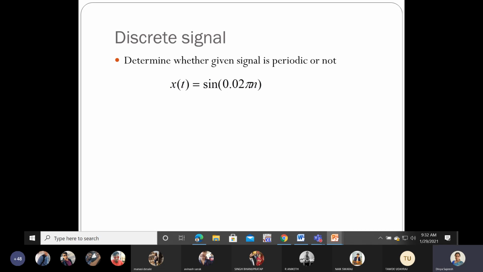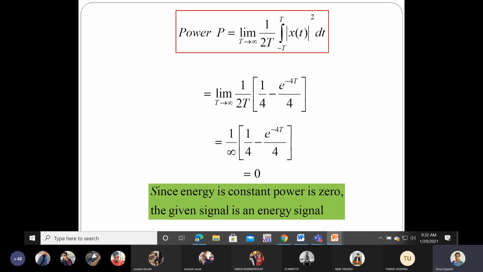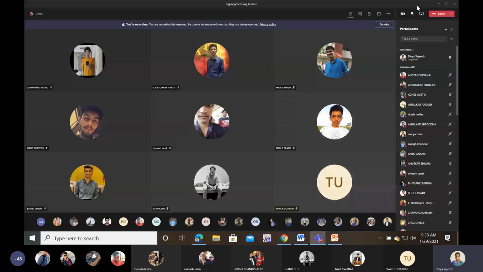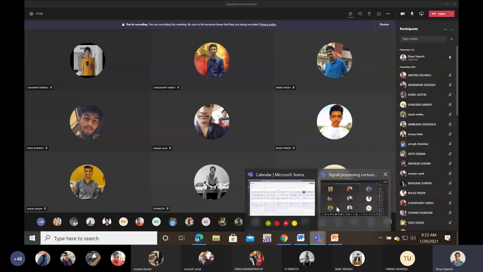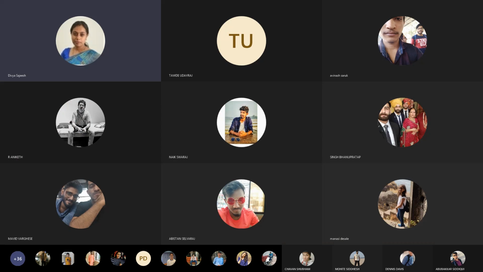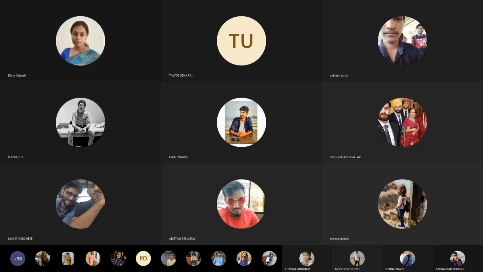Before coming to the discrete part, you can solve a few numericals on this. I'll share the link for the question, and we will discuss after solving. I'll give only 15 minutes. After that, we will discuss the answer to that question. Otherwise, I will not come to know whether you are doing it or not.